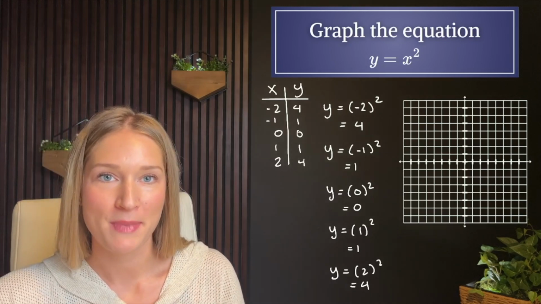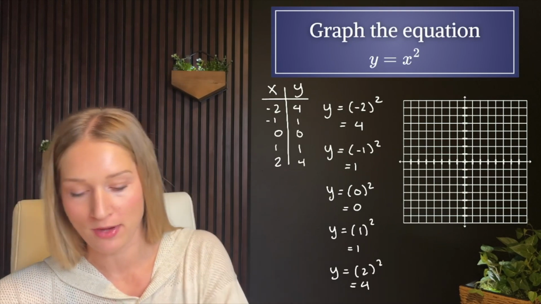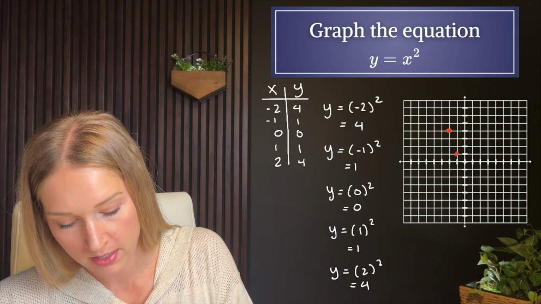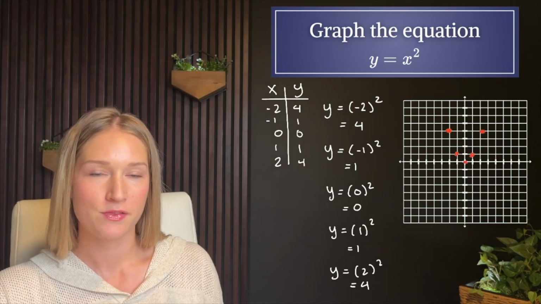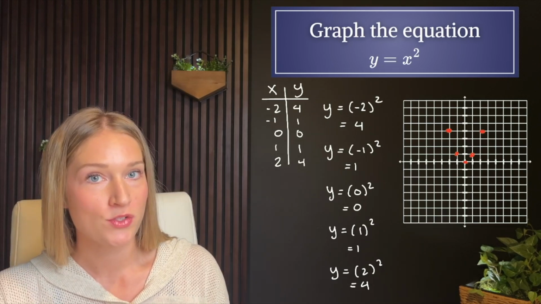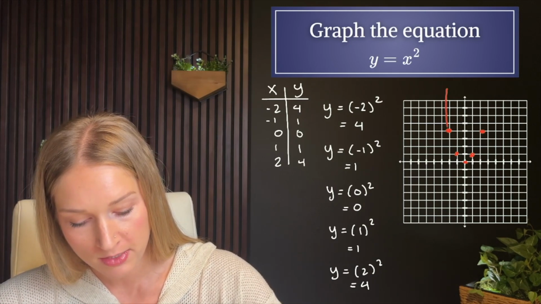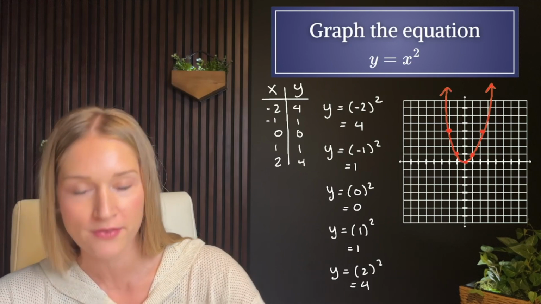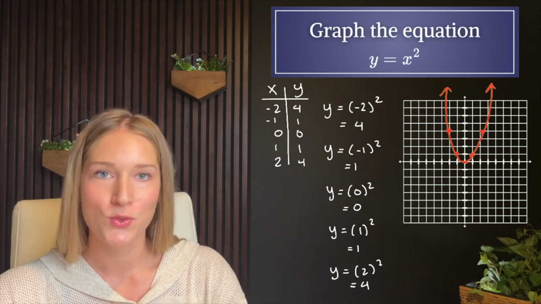Okay, so here is my complete table. Now all I'm going to do is take these values and put them onto my graph. -2, 4, -1, 1, 0, 0, 1, 1, and 2, 4. Now it does kind of look like a V, but a V actually comes from an absolute value function. The quadratic gives us more of a U-shaped graph. So when I connect them, I'm going to connect them in a nice smooth curve, and it gives us somewhat of a U shape to our graph. So this is what a parabola looks like. It's basically a U-shaped graph.